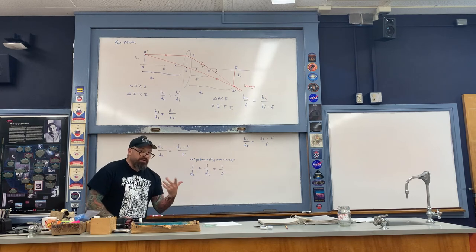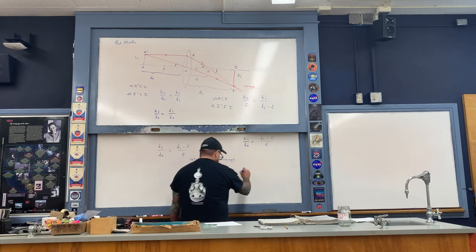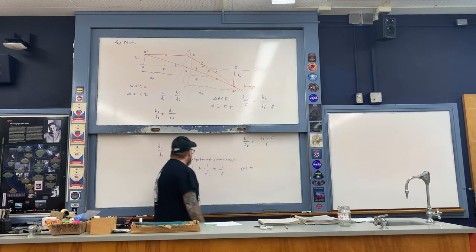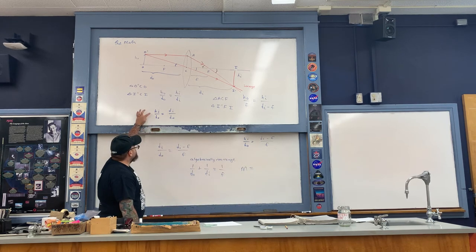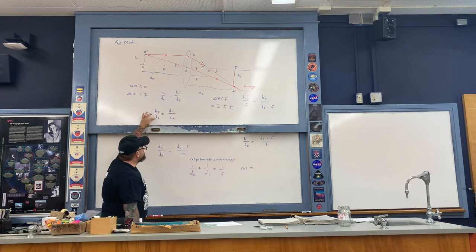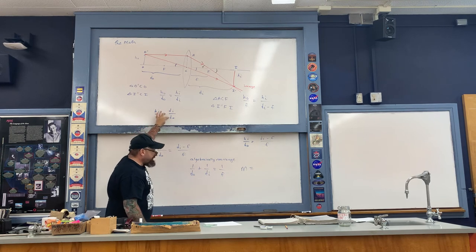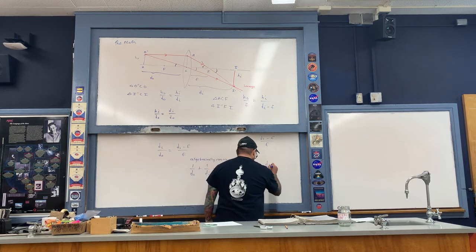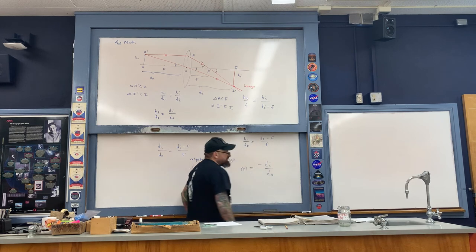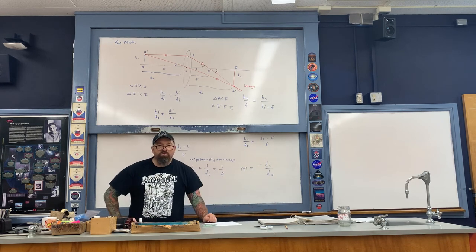We also have the magnification. The magnification expression is actually right here. It's HI, the image size, over HO, the object size. But like it is for mirrors, it's the same thing as the image distance over the object distance, like so, and then notice the negative sign once again.